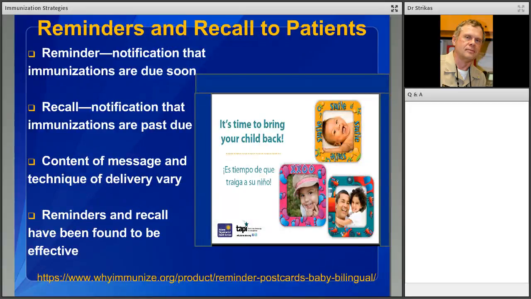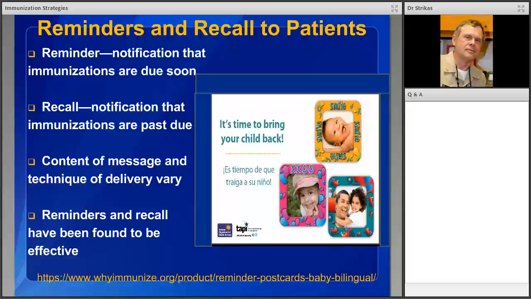Patient reminders and recall messages are messages to patients or their parents stating that recommended immunizations are due soon, that is, reminders, or past due, and these are recall messages. Both reminders and recall messages have been found to be effective in increasing attendance at clinics and improving vaccination rates in various settings. The image here is part of an immunization reminder card developed by the Arizona Partnership for Immunization.